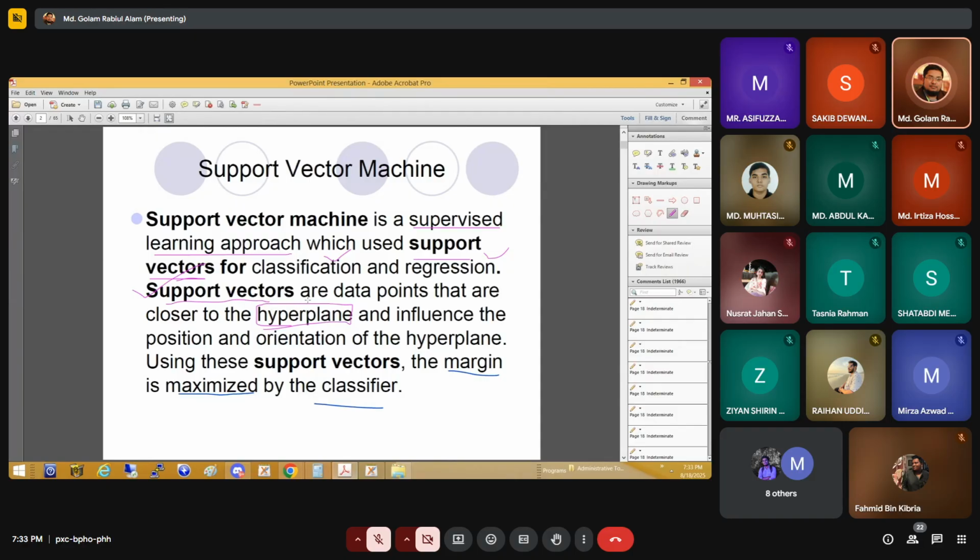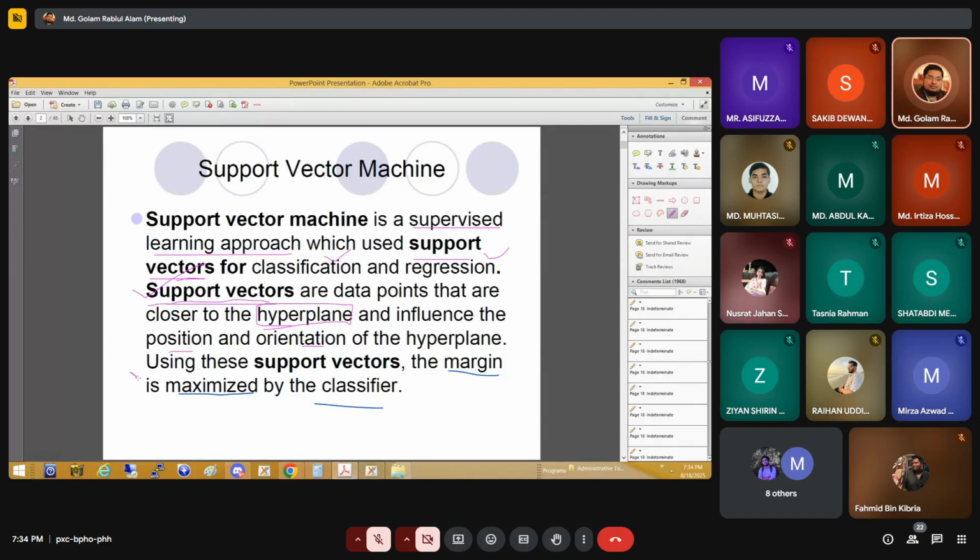These support vectors influence the position and orientation of the hyperplane. That means based on the support vectors, the position of the hyperplane can change, and the orientation can be changed.